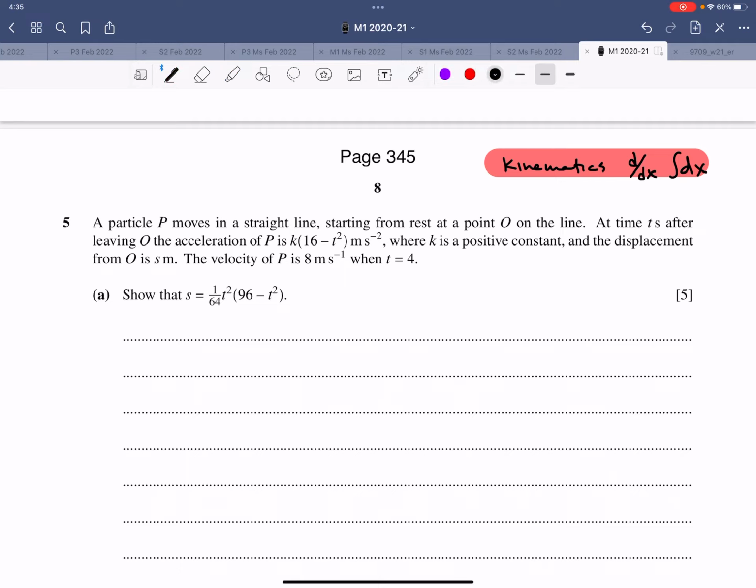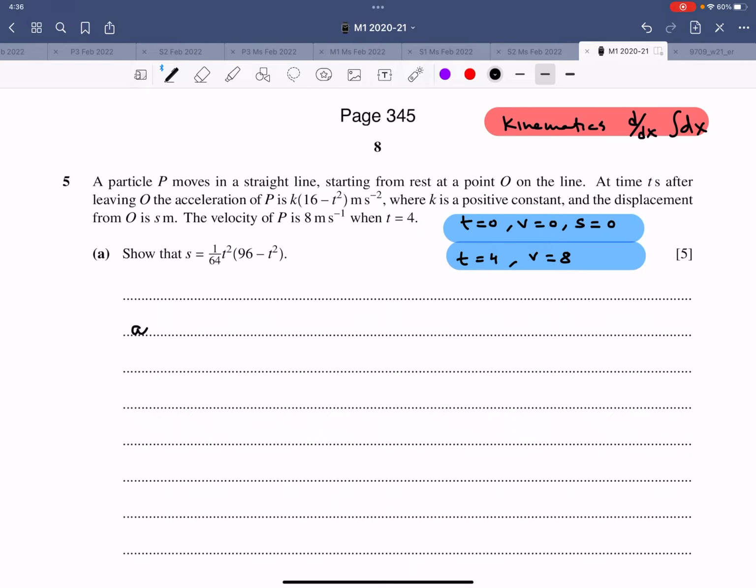It says there is a particle starting from rest at point O on the line. That means, first of all, the first condition: when t is 0, v is 0, s is 0. And then the second condition is when t is 4, v is 8. Now show that s is equal to something, for 5 marks, and we have the acceleration equation.